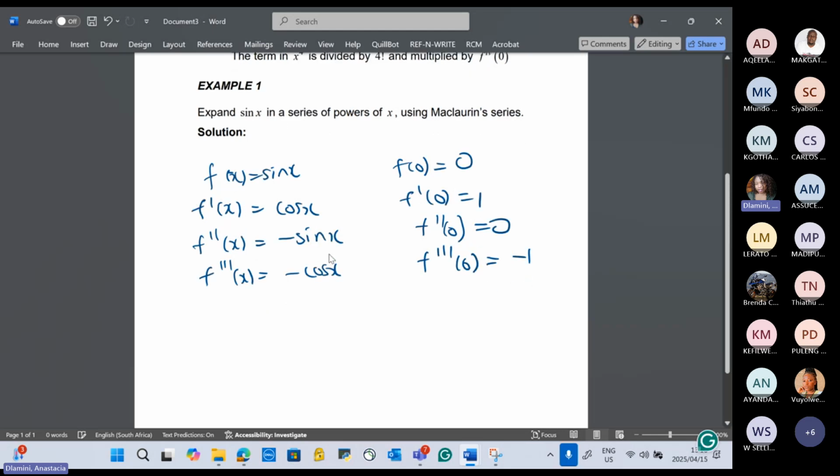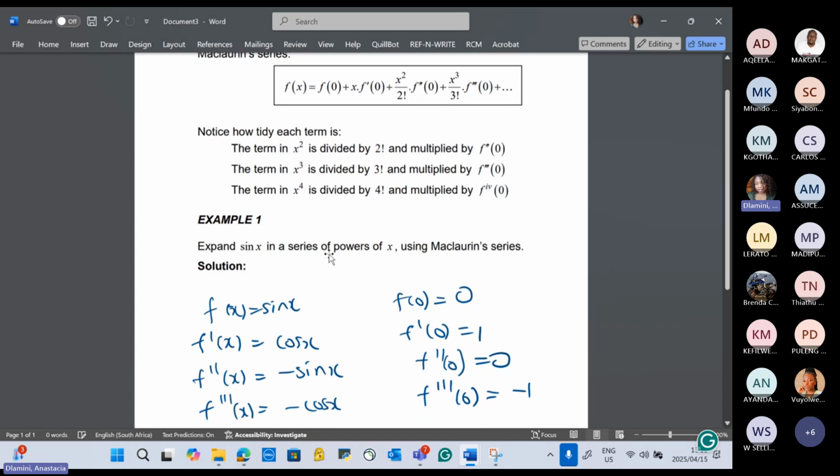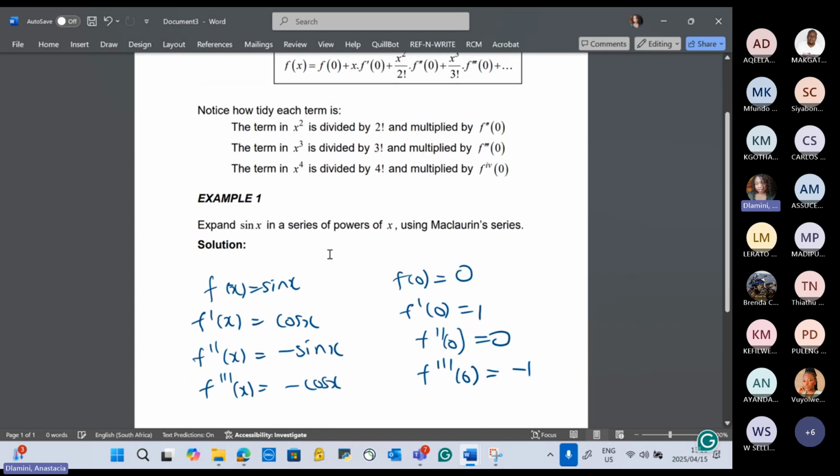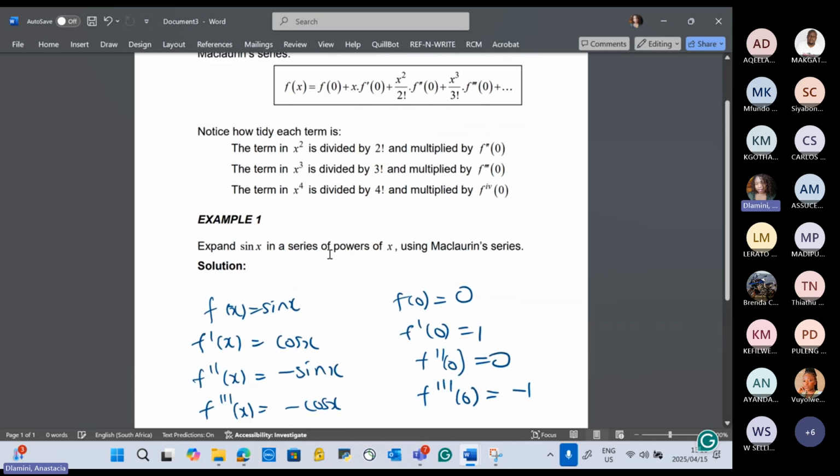Do you see how fast I was writing? You write very slowly in the exam and you don't finish. I'm learning to write fast as well.